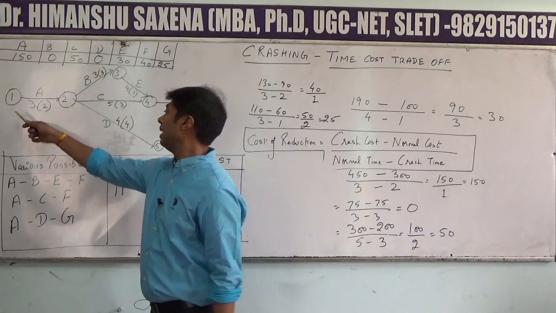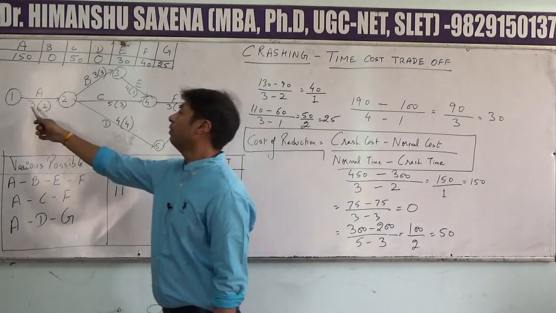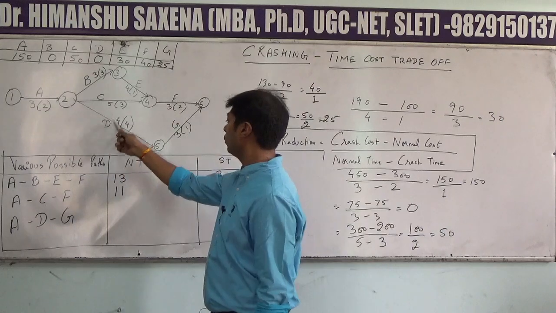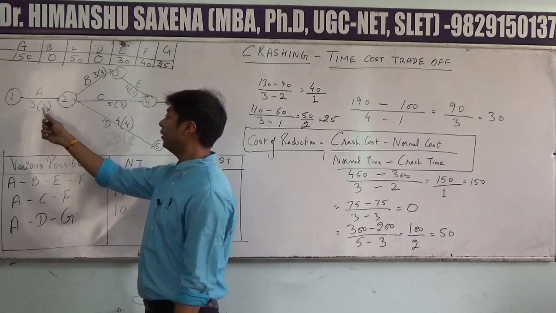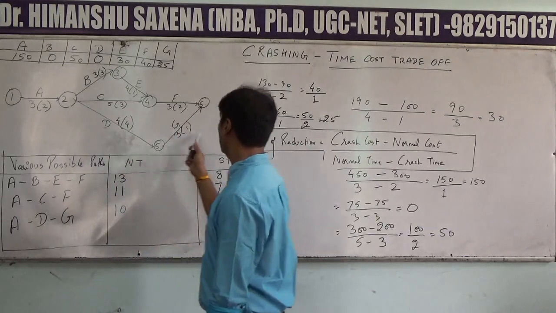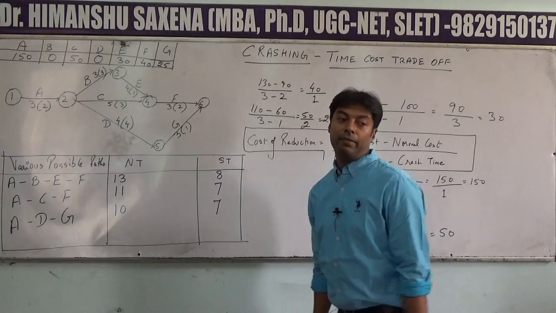And finally, A, D and G. For A it is 3 plus 4, 7 plus 3. That will be equal to 10. And the shortest time 2 plus 4, 6 plus 1 will be equal to 7.